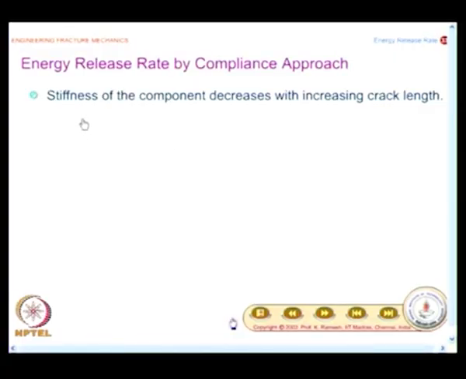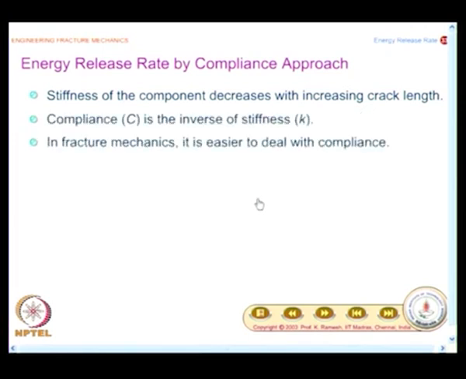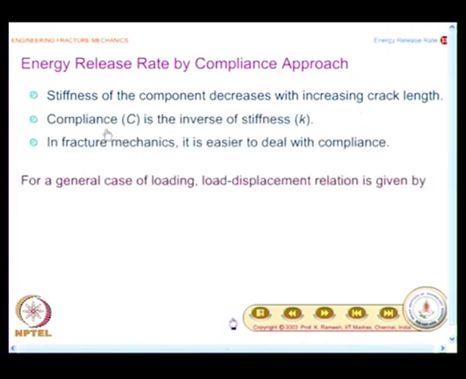We have already noted stiffness of the component decreases with increasing crack length. This is a known fact, and we also know what is compliance from your solid mechanics understanding. It is the inverse of stiffness, and compliance is given by the symbol capital C and the stiffness is small k.